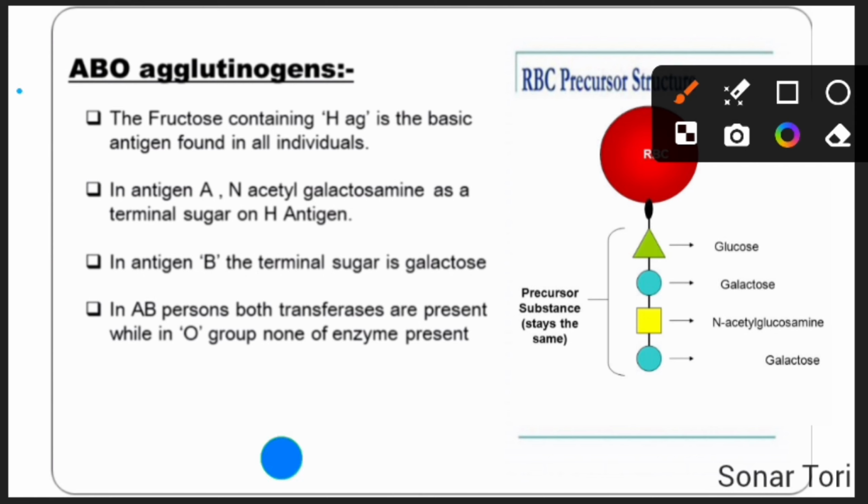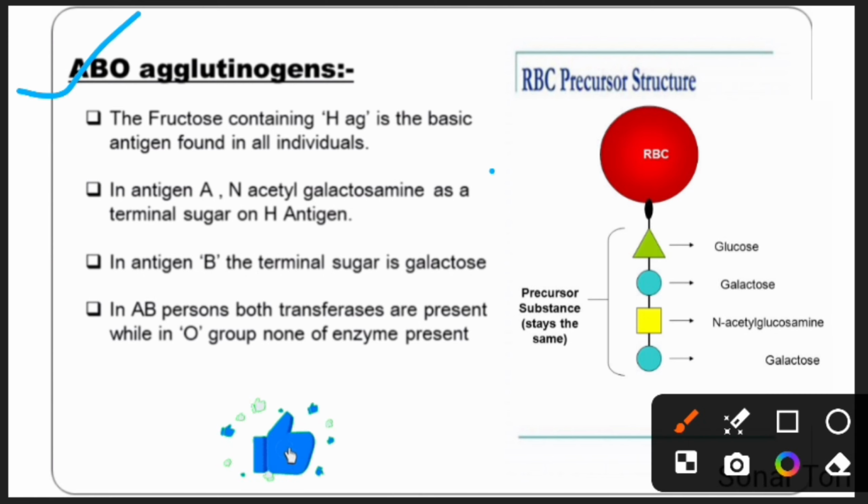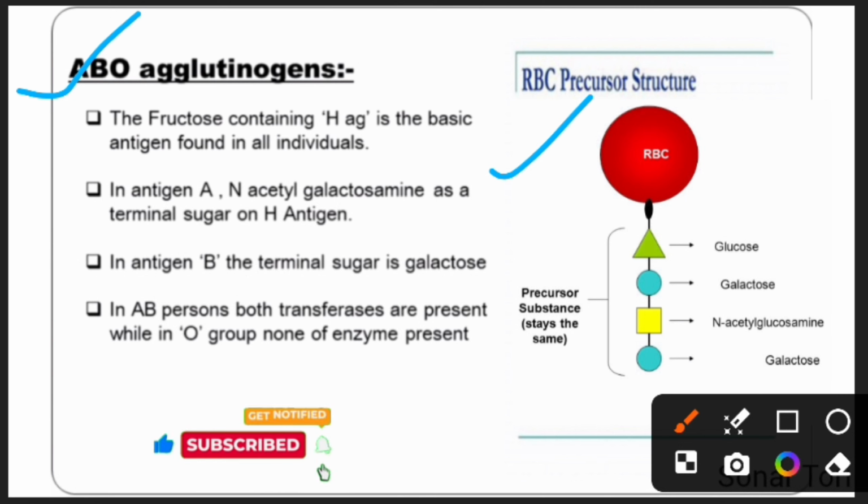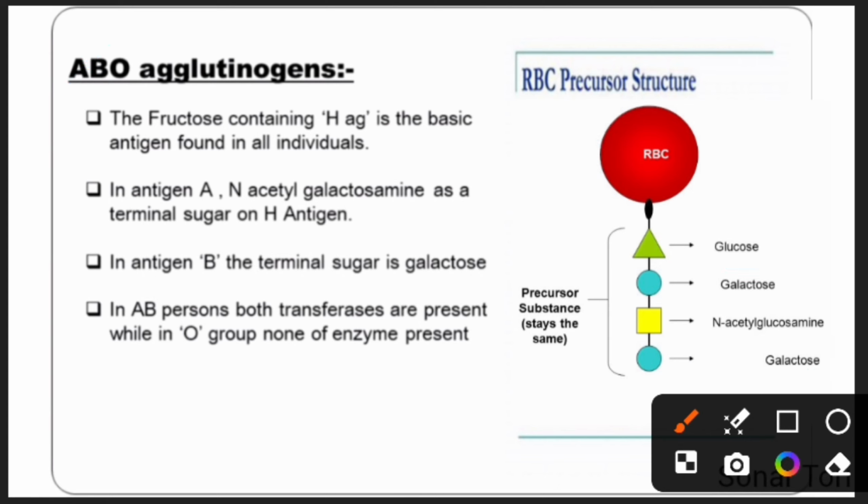ABO agglutinogen. In this picture, it is the structure of the RBC precursor, and there is the RBC attached with one glucose, two galactose, and one N-acetyl glucosamine. But in case of H antigen, there is an extra molecule, fructose, that is attached with the galactose. So, the fructose-containing H antigen is a basic antigen found in all individuals. We can find H antigen in all the ABO blood group system, meaning A, B, AB and O. In all types of blood, H antigen is present.